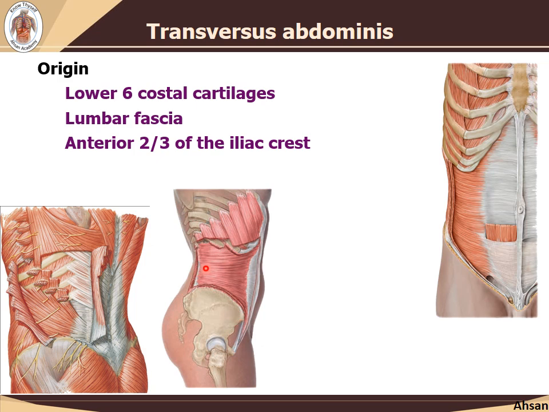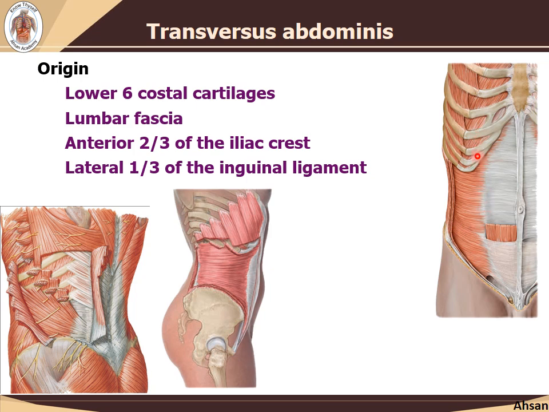The fibers all run medially. This also takes origin from the lateral 1/3 region. So it is internal to the internal oblique, and half of the area of the internal oblique is covered by this transversus abdominis. So it arises from the costal cartilage, fascia, iliac crest, and the inguinal ligament, lateral 1/3 only. All these fibers run towards the midline.